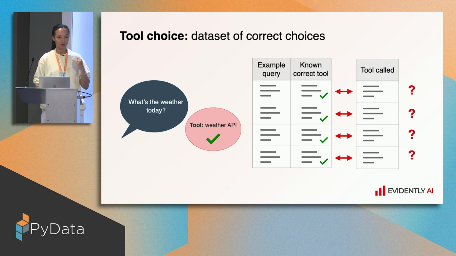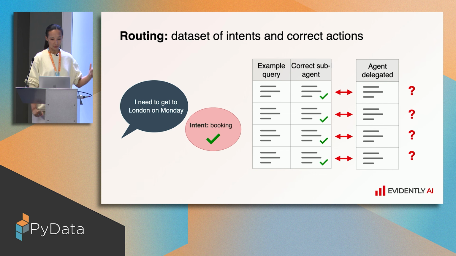The same goes for user intent detection. Same goes for routing. For instance, you can say that, OK, when we are working with booking and we get the question, "I need to get to London on Monday," this should be handed off to the booking agent if you do have this agent in your subsystem. Great, so again, we can solve it as a classification problem and approach testing with the same idea.